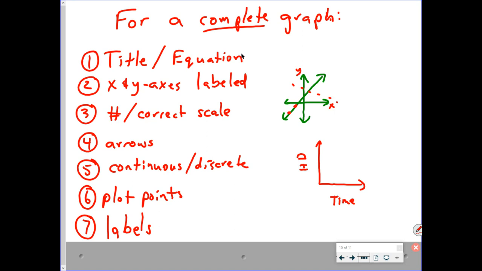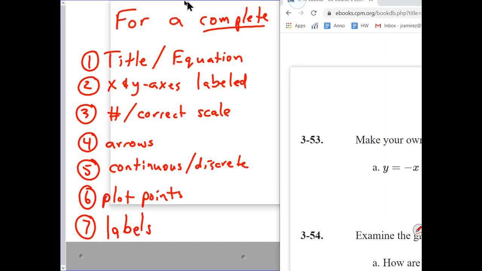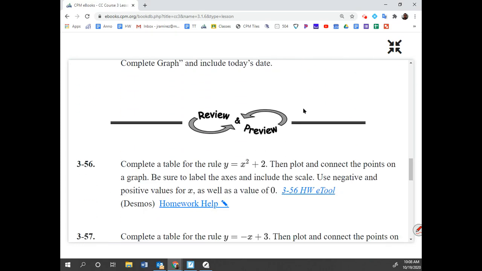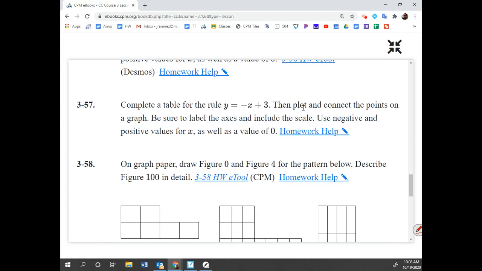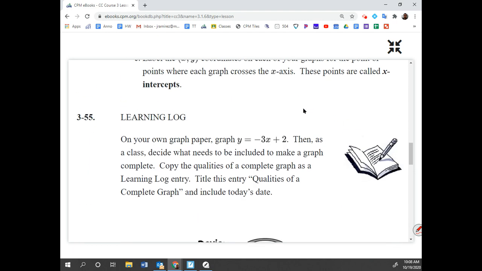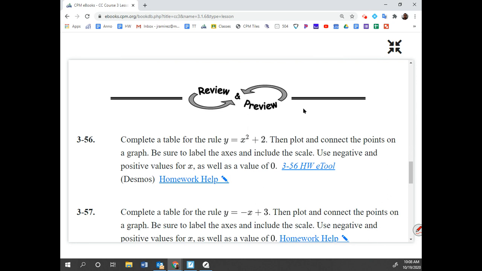All right. Then, ladies and gentlemen, your task now is just to do the review preview. So our review preview for this lesson starts on problem 56, 57, 58, 59, and 60. So 56 through 60 are your review preview problems, all right?